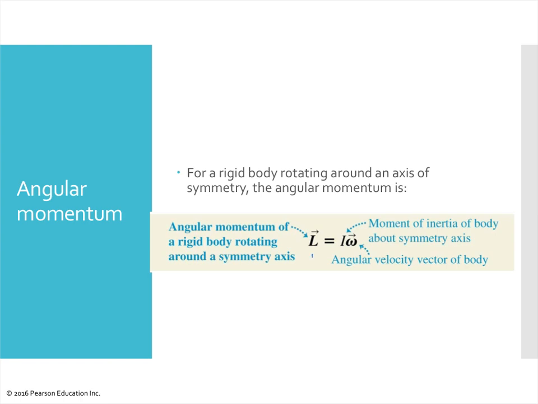And again, this makes sense if we think about the translational equivalents: momentum, mass, and velocity. And so when we think of it that way, it makes perfect sense that this is how we would write the angular momentum for a rigid body. It's the rotational equivalent of mass, which is moment of inertia, and the rotational equivalent of velocity, which is omega.